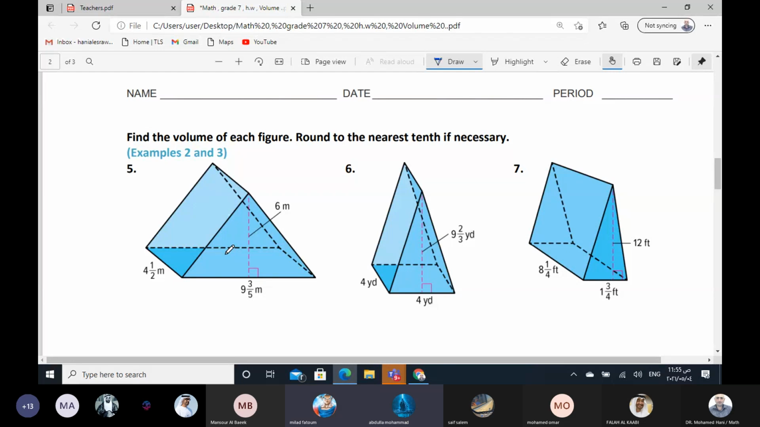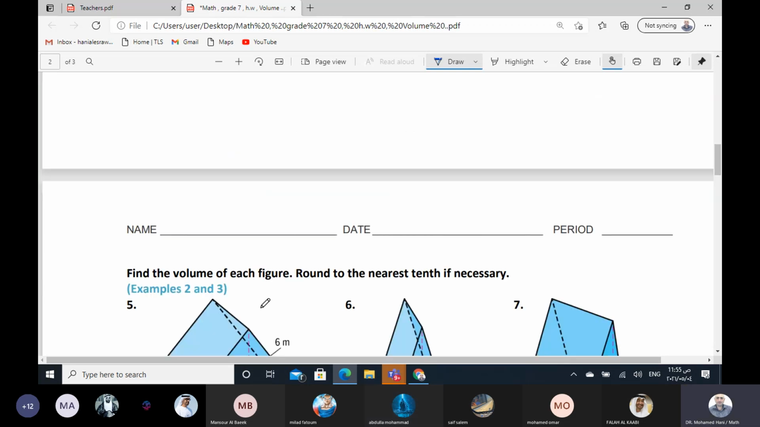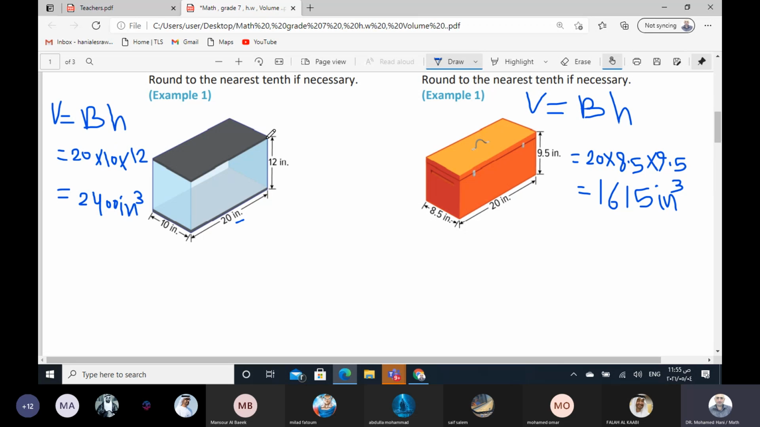Mister, the pyramid has a base like a triangle. But the prism, it's also a rectangle. Right. The pyramid just has one base. But the prism has two congruent and parallel bases. Base in the bottom here and base in the top. This is the difference between the prism and the pyramid.